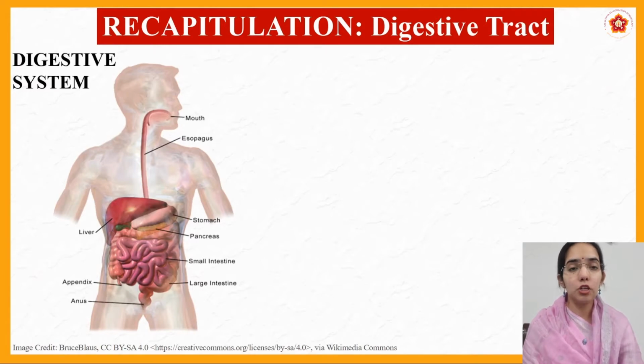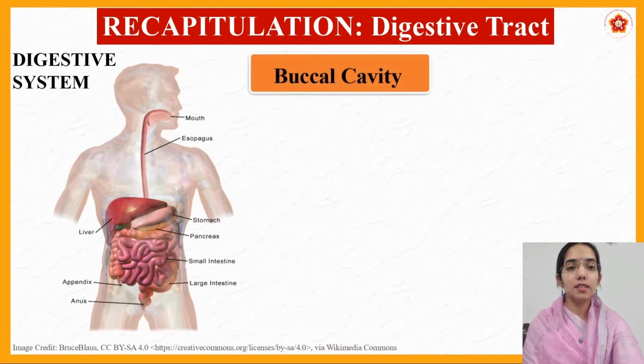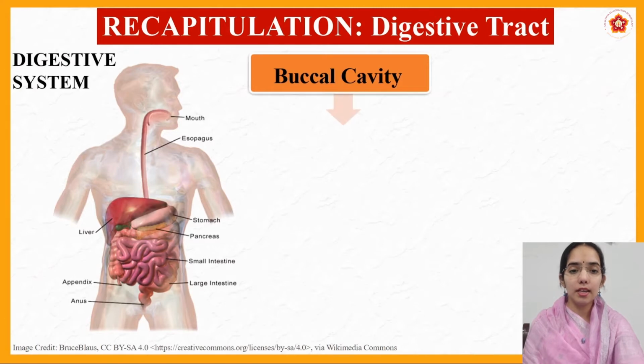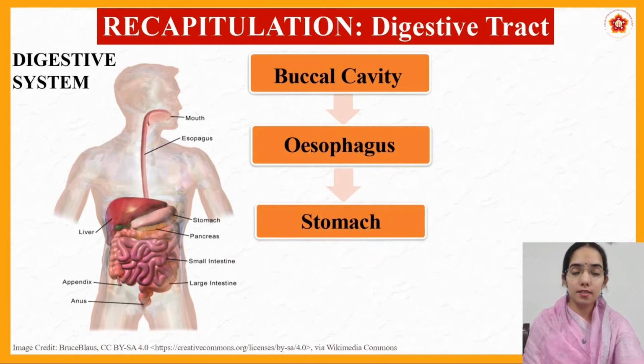I'm sure that you all know what path the food which we take in through our mouth follows inside our body. But still, let's recapitulate that. Once the food is in our buccal cavity, where does it go next? It needs to reach the stomach for further digestion. To reach the stomach, it passes through our esophagus. From esophagus, it enters into our stomach.